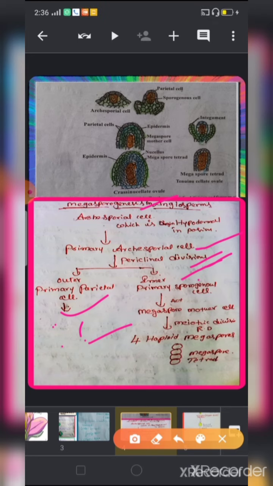This megaspore mother cell takes meiotic division and produces 4 haploid megaspore tetrad which are arranged in linear. In this megaspore tetrad, generally only one haploid megaspore is functional, remaining 3 degenerate. This functional megaspore may be the upper one or lower one. Later on, this functional megaspore takes further divisions and forms embryo sac.